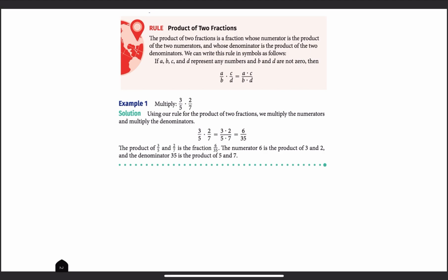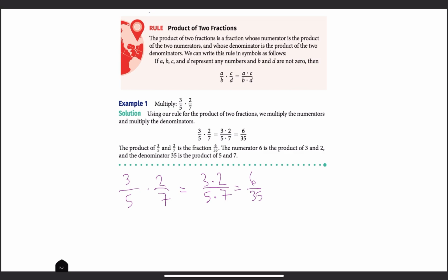So let's take a look at an example here. Let's multiply 3/5 times 2/7. So to do this, I'm going to multiply numerator times numerator and denominator times denominator. 3 times 2 is 6, and 5 times 7 is 35.